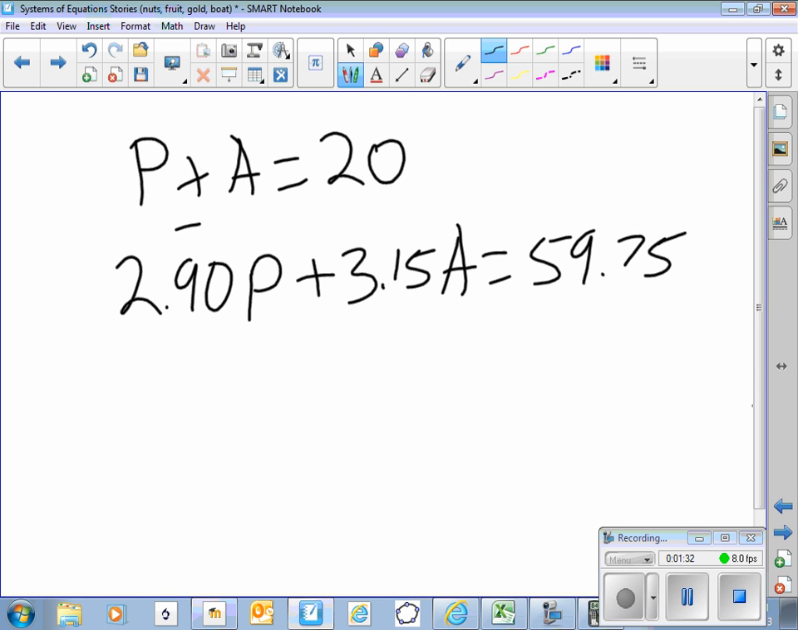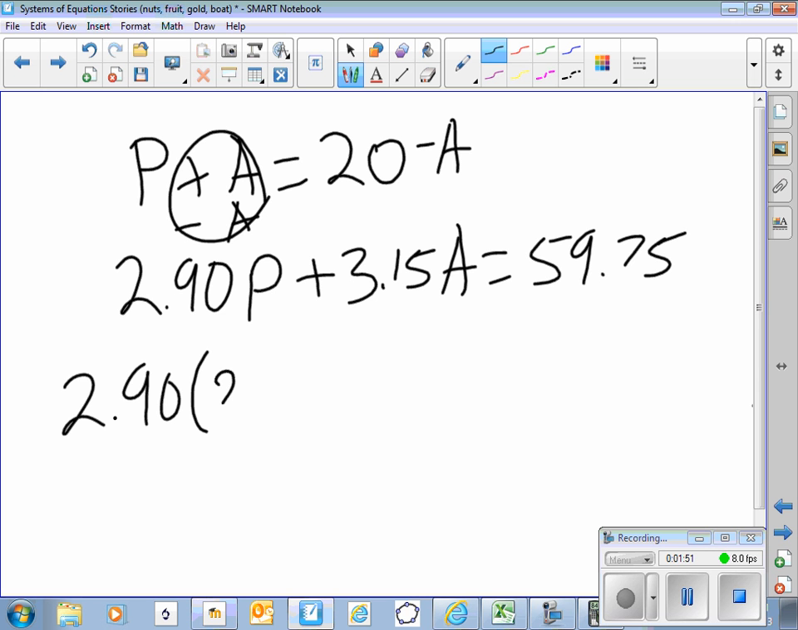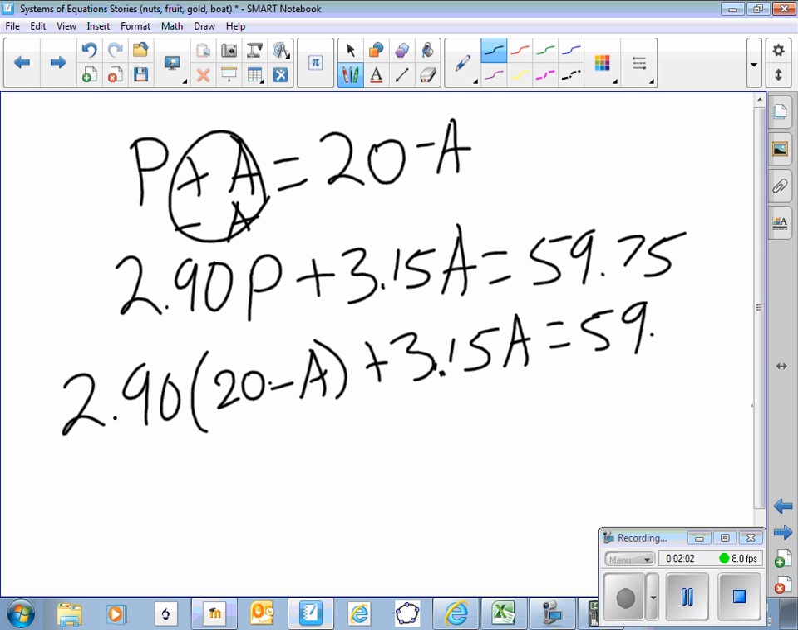Solving this one, if I subtract A from each side, now this equation says P equals 20 minus A. So let's rewrite this equation below, but instead of P, let's put 20 minus A, equals $59.75.